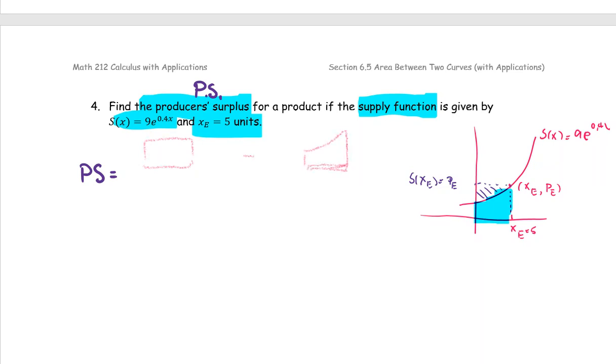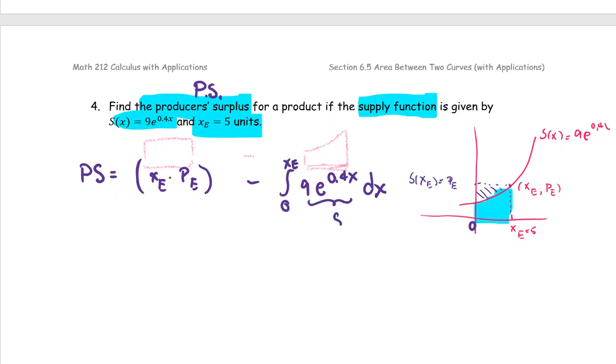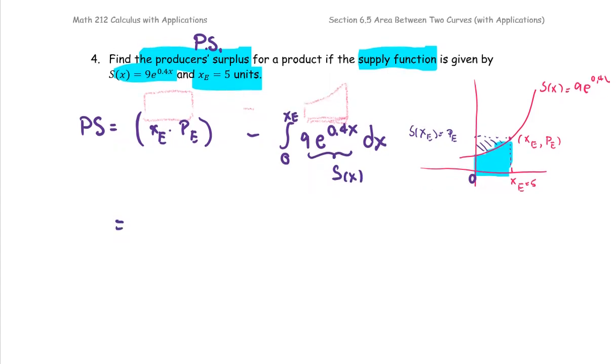For the rectangle, that is the length times the width, or XE times the price at the equilibrium point, and then subtracted by the area under the supply curve, which is the integral of 9e to the 0.4x with respect to x, evaluated from the lower limit 0 to the xe. This is the supply function. So replace the x with 5.